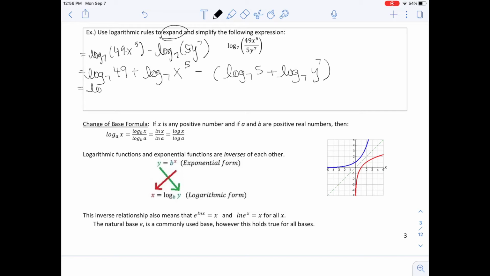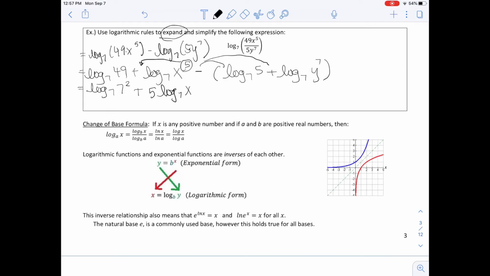49 is the same as 7 squared, so I'm going to go ahead and write that as log base 7 of 7 squared. And the next one that I have is plus, and I have log base 7 of x to the 5th, and that 5 I can actually take out and bring in the front, and that's by that last log rule, rule 7 up above. And so we have 5 times log base 7 of x.